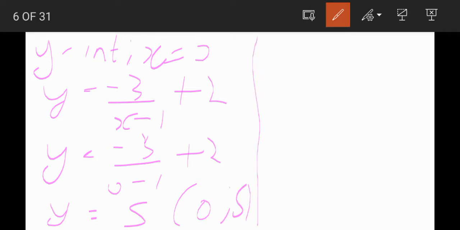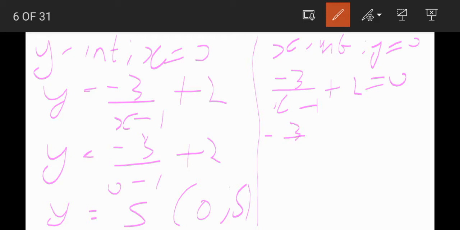Now coming to the calculation of the x-intercept, you have to now make y 0. So we have negative 3 over x minus 1 plus 2, and your y is 0, so it's going to be negative 3 over x minus 1 is equal to negative 2. Then negative 3 is equal to negative 2x plus 2. So if you cross multiply the x minus 1 with the negative 2, negative 2 times x is negative 2x, negative 1 times negative 2 is positive 2.